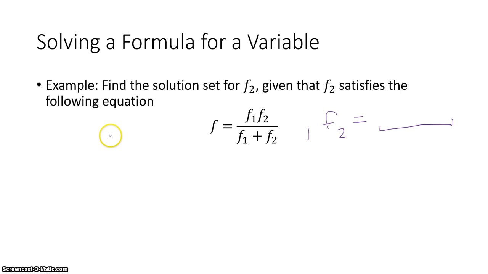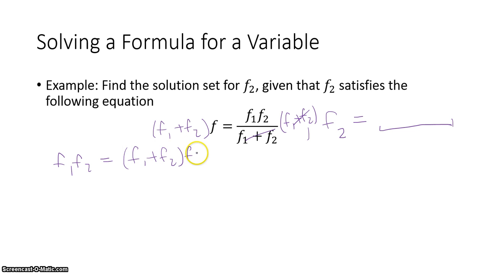This one is not so clear to see what to do, but the first thing I want to do is multiply both sides by f1 plus f2. I'm really just trying to get that f2 out of the denominator because that's an obstruction for us. When I do that, these two cancel, leaving me with f1 f2 equals f1 plus f2 times f, and I've just reversed sides. Now I'm going to distribute the f on the right hand side, so f1 f2 equals f1 f plus f2 f.